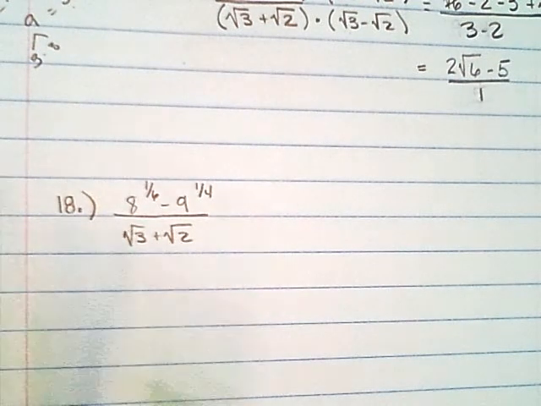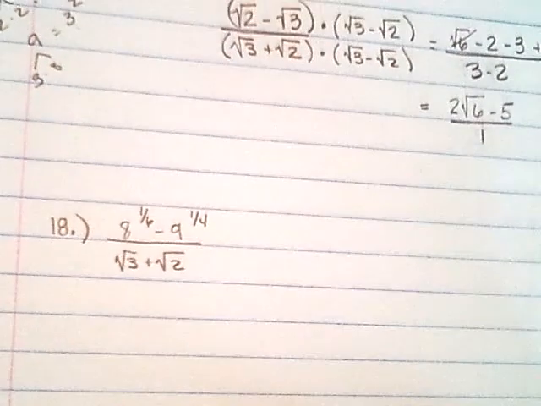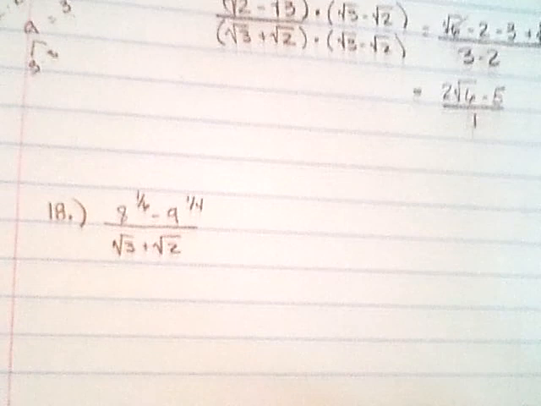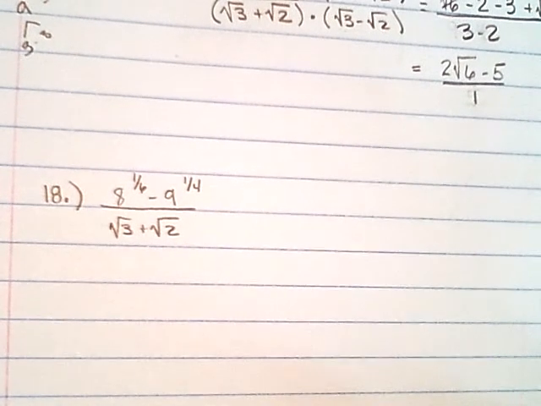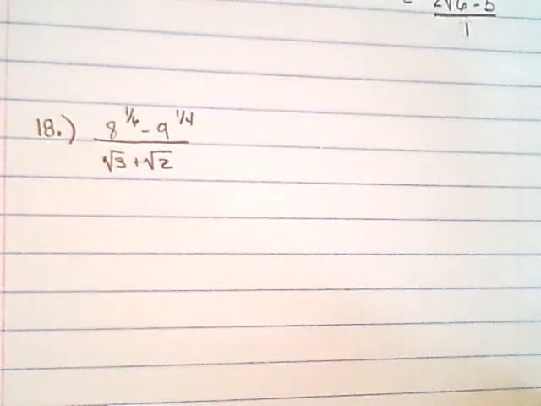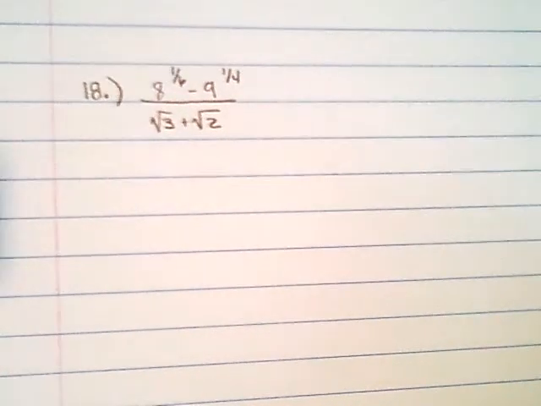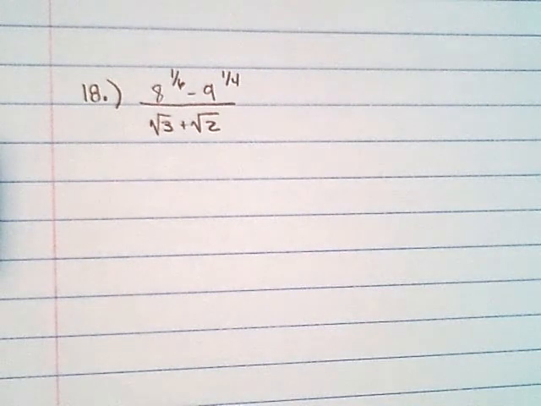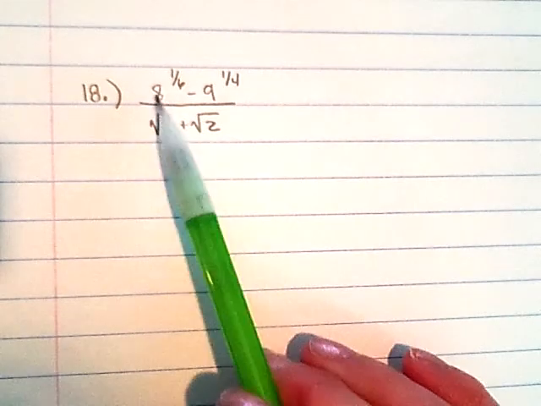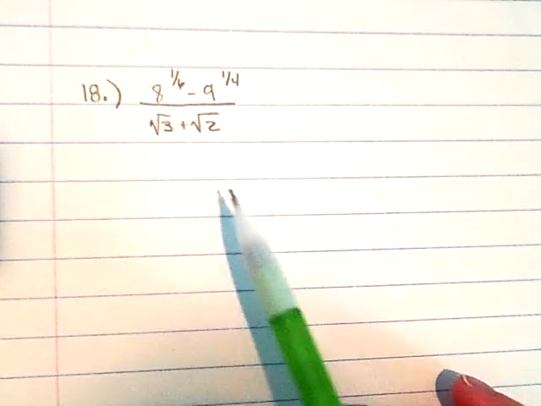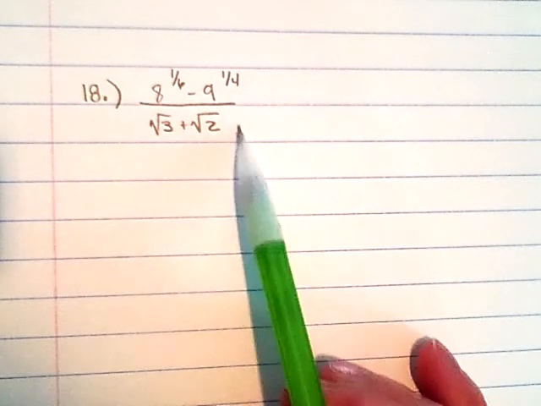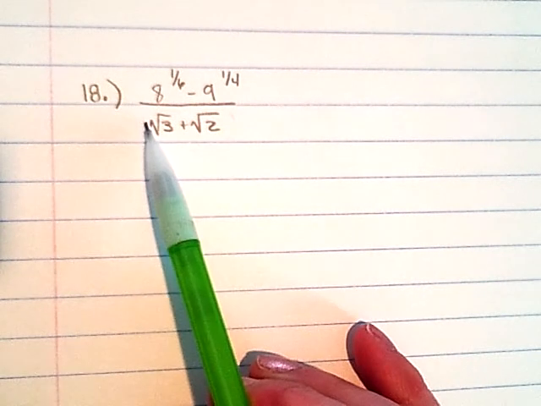Okay, so the last one that I'm going to work out for you is number 18. So 18 has a lot going on. 18 is 8 to the 1/6 power minus 9 to the 1/4 power, divided by the square root of 3 plus the square root of 2. Now the first thing I'm going to do is rework the numerator so that I can get these two numbers in radical form, so that I can go ahead and perform a conjugation of my denominator.